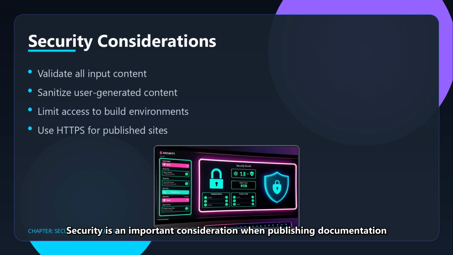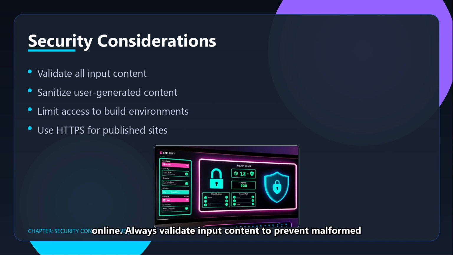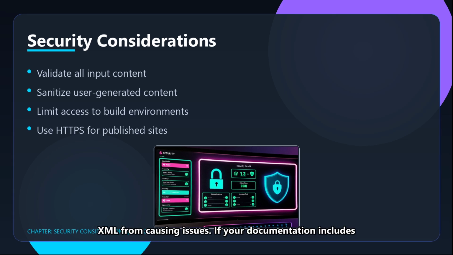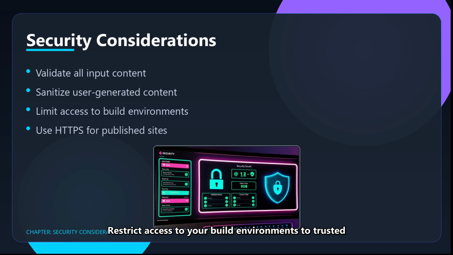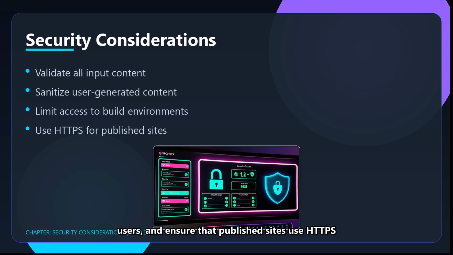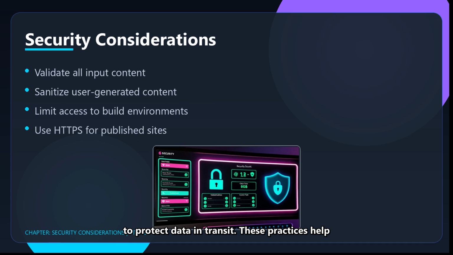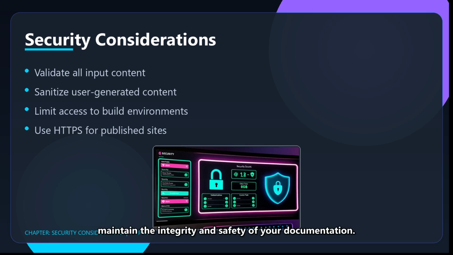Security is an important consideration when publishing documentation online. Always validate input content to prevent malformed XML from causing issues. If your documentation includes user-generated content, sanitize it to avoid injection attacks. Restrict access to your build environments to trusted users, and ensure that published sites use HTTPS to protect data in transit. These practices help maintain the integrity and safety of your documentation.